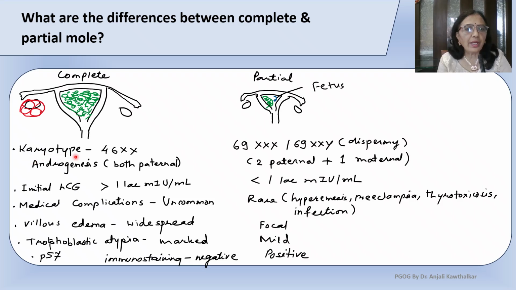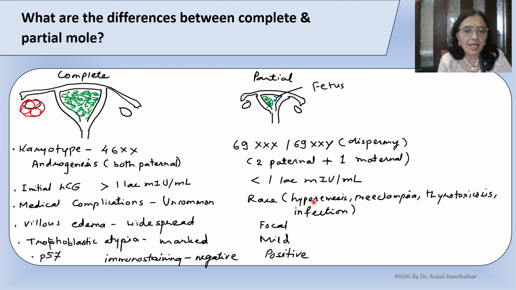The karyotype is usually 46XX with complete mole because of androgenesis, and the chromosomes are completely of paternal origin. Whereas with partial mole, there is a triploidy. There can be 69XXX or 69XXY with dispermy, with two sets of paternal and one set of maternal chromosomes. Initial hCG is greater than 1 lakh milli-international units per ml in many cases of complete mole, whereas it is usually less than 1 lakh in partial mole. Medical complications are uncommon with complete mole, and rarely seen with partial mole.